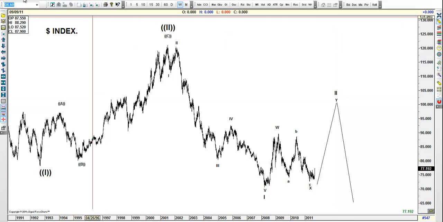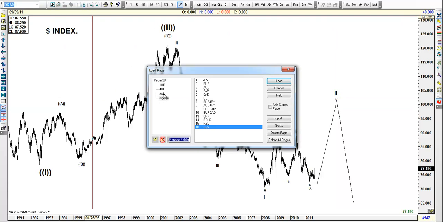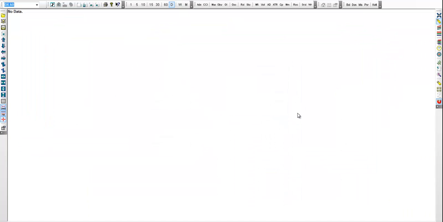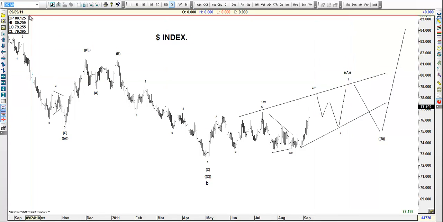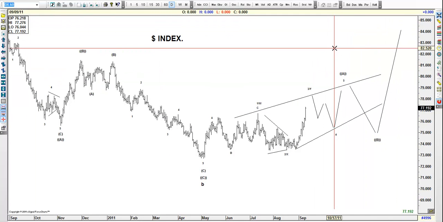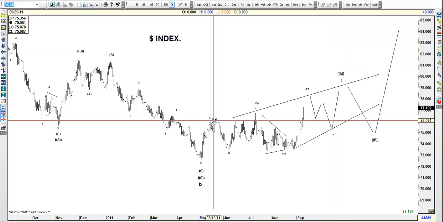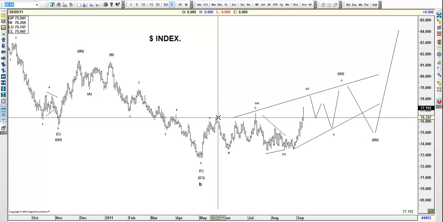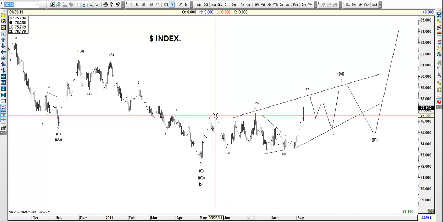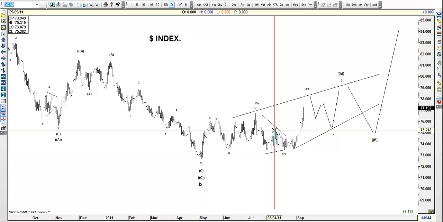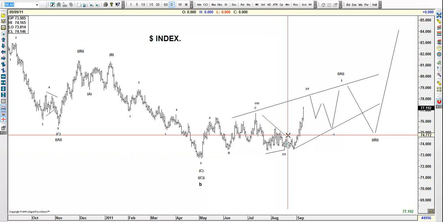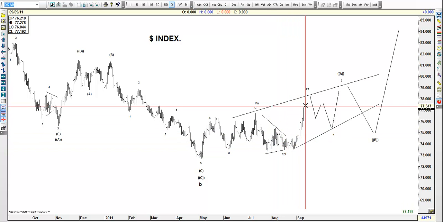Now, let's take a look at the dollar in the daily. Right here, we are presenting the bullish view. As you guys know, there is a bullish count right here, when you count this as 1, 2, 1, 2, 1, 2, and a breakaway.